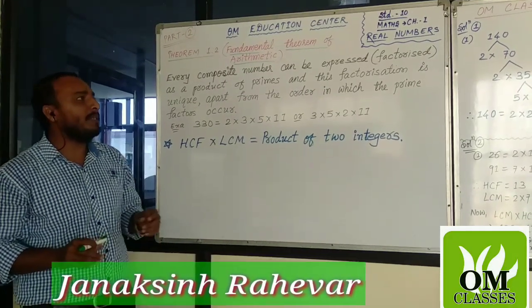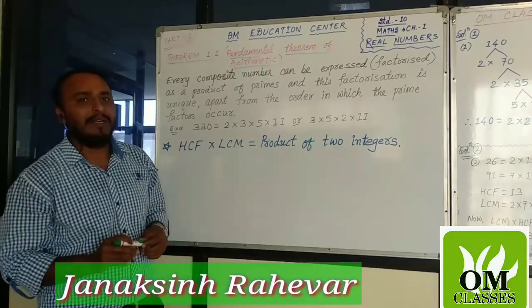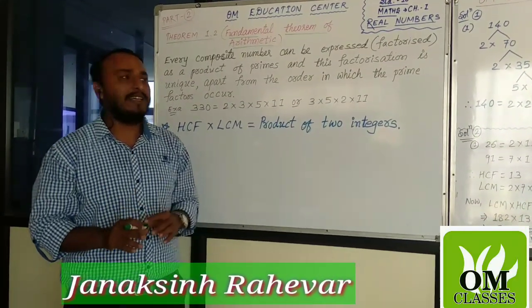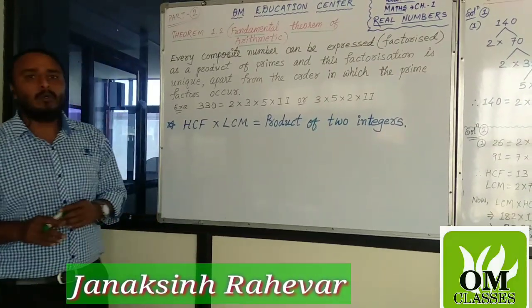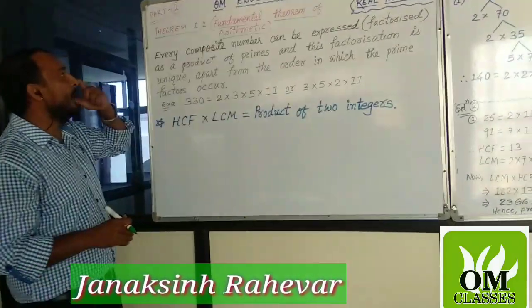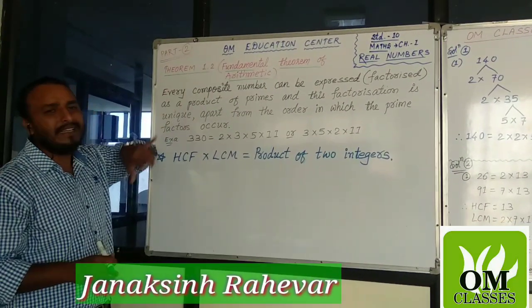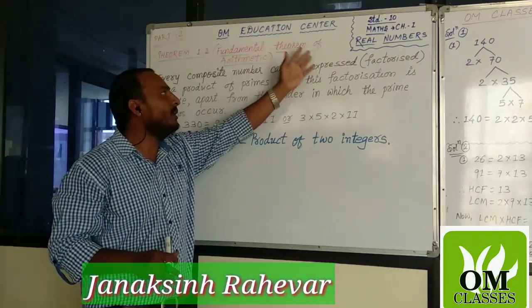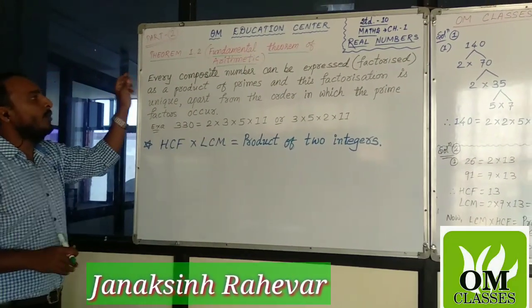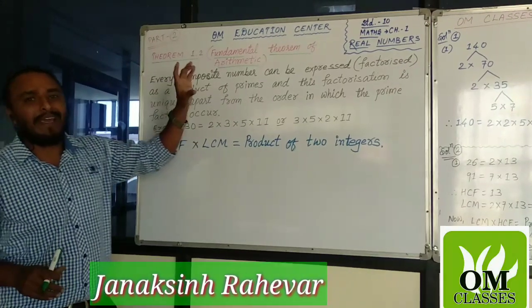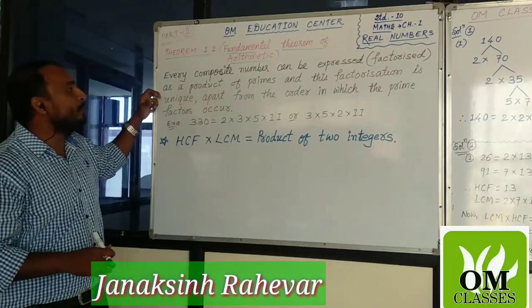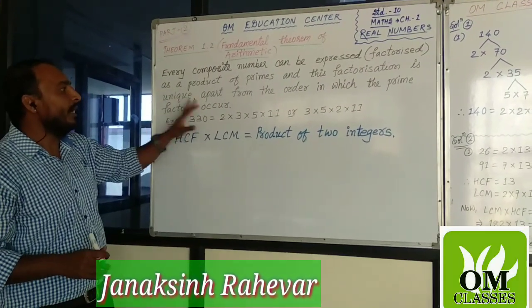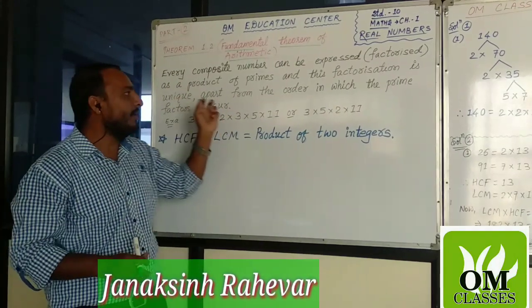I am Jarat Singh Raiwat from Om Education Center. In the first part of chapter 1, Real Numbers, Standard 10 mathematics, we have studied theorem 1.1 and solved the sums of exercise 1.1. Now, today we are going to study exercise 1.2 along with the theorem and some basic concepts of 1.2, also known as the fundamental theorem of arithmetic. Every composite number can be expressed, that is factorized, as a product of primes, and this factorization is unique apart from the order in which the prime factors occur.